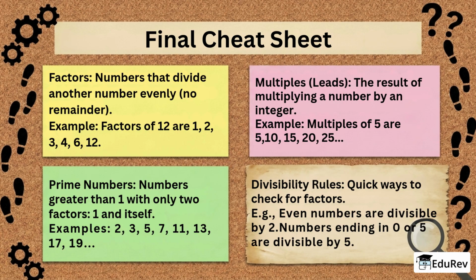Prime numbers. Numbers greater than 1 with only 2 factors, 1 and itself, like 2, 3, 5, 7, 11, 13, 17, and 19. Divisibility rules. Quick ways to check for factors. For instance, even numbers are divisible by 2, and numbers ending in 0 or 5 are divisible by 5.